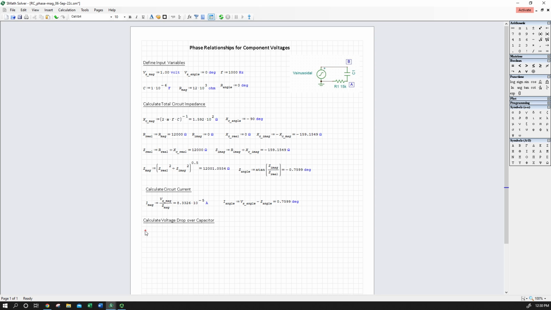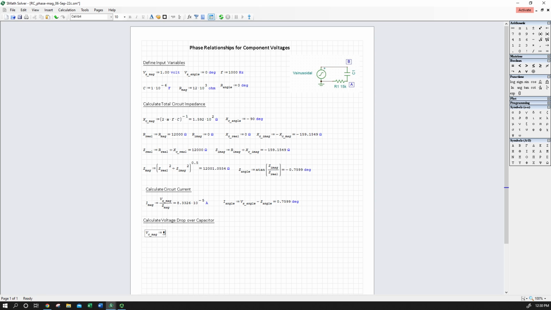So I'm going to define a new variable, the voltage drop over my capacitor. It's going to have two parts, of course. It's going to have a magnitude and an angle, and I could also call it a real and an imaginary component, but I'm going to start with magnitude and angle because that's what Ohm's law is going to give me first. So I'm going to call it V sub C for voltage drop over the capacitor, underscore mag. So I'm going to go for the magnitude first.